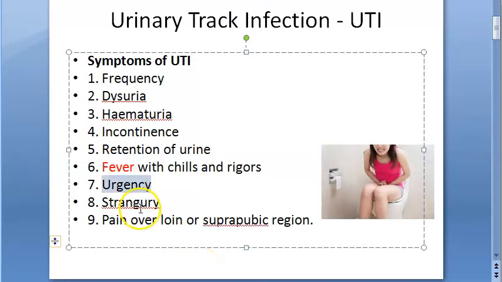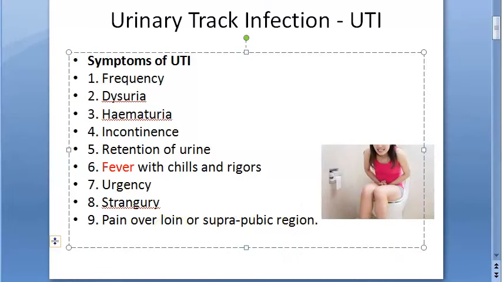Urgency to micturition. Strangury. What is strangury? Some kind of blockage or irritation at the base of the bladder, severe pain, strong desire to urinate can be there. Pain over loin or suprapubic region. So there can even be pain over the loin or suprapubic region.